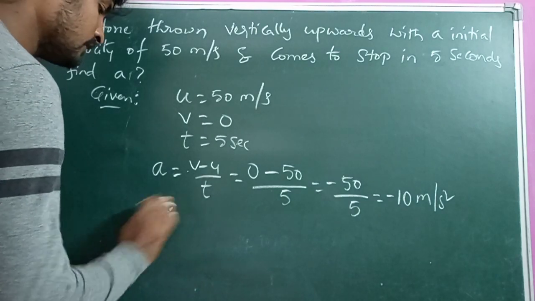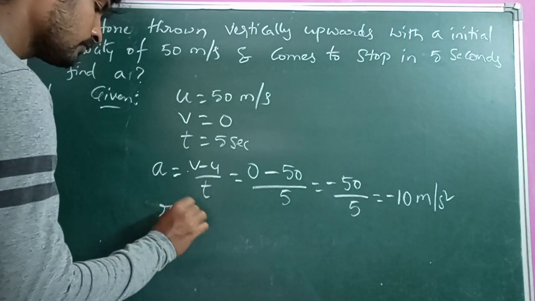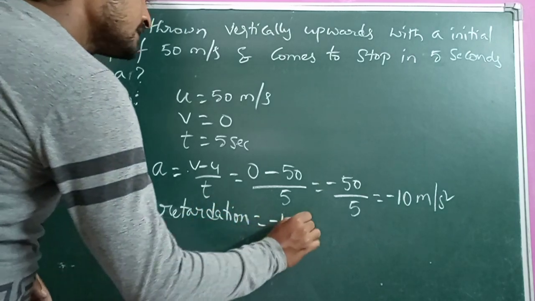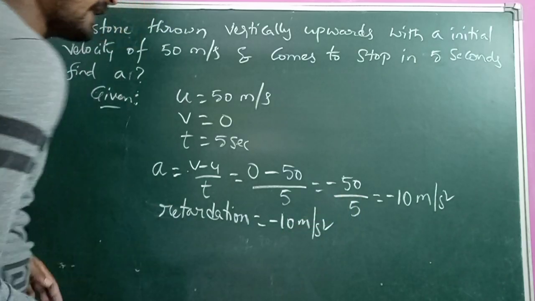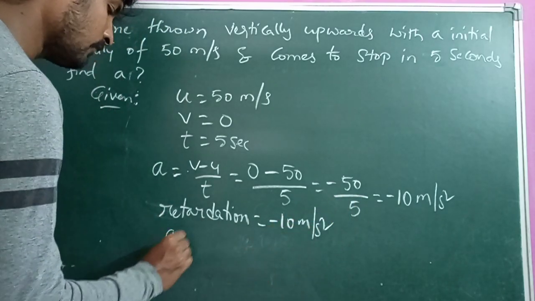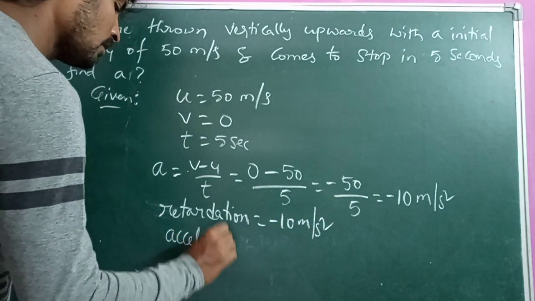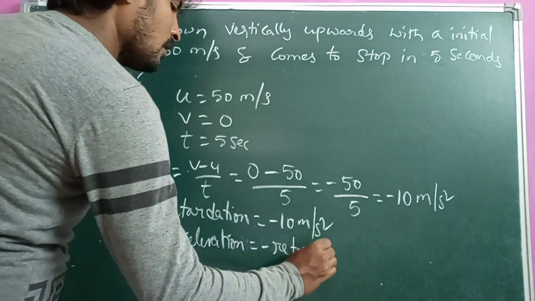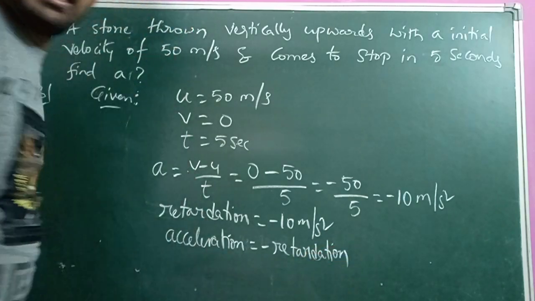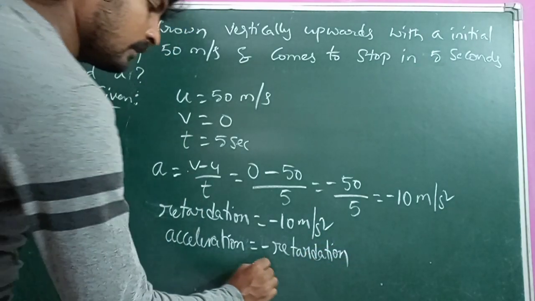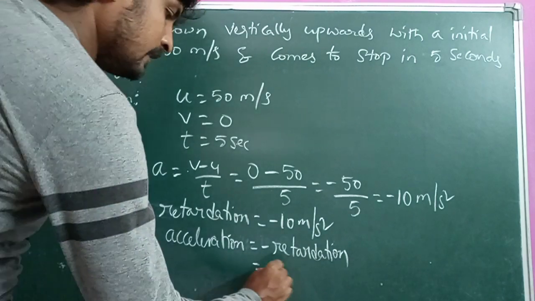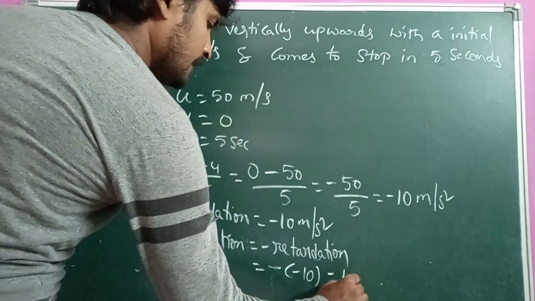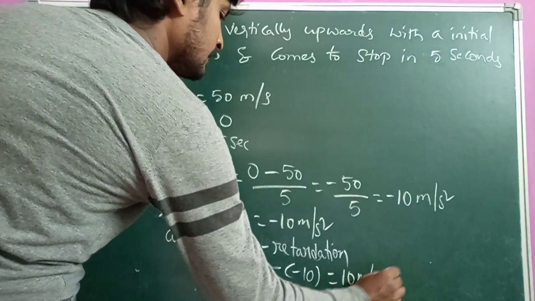So retardation is equal to minus 10 meter per second square. Then what about acceleration? So acceleration is equal to minus retardation. So acceleration is equal to minus retardation. So that means minus into retardation value, which is minus 10. Minus into minus is plus. So 10 meter per second square.